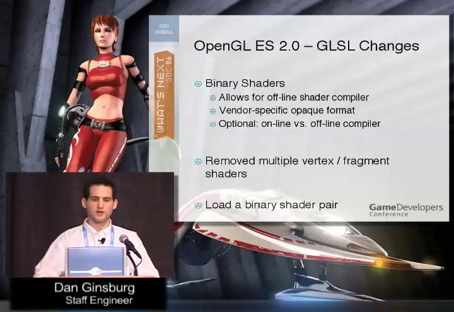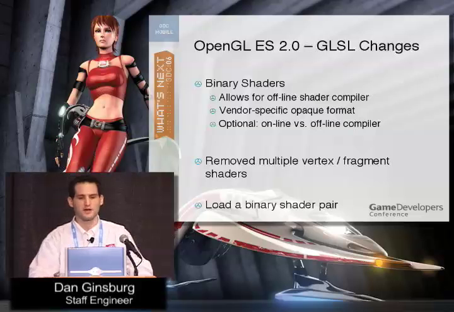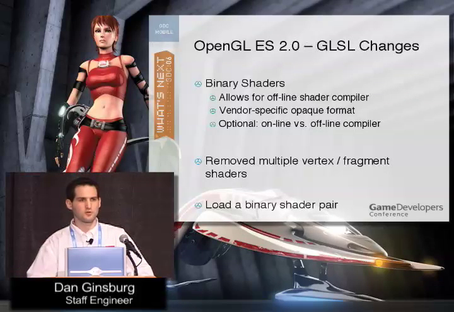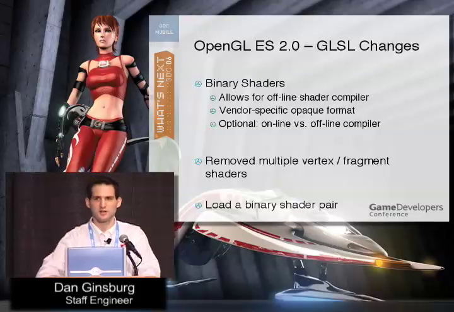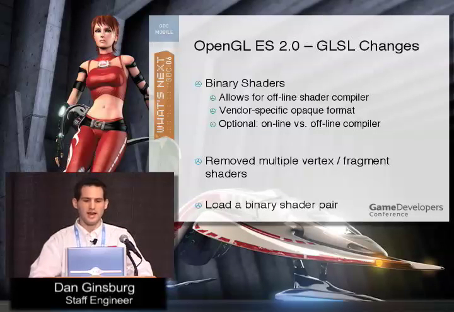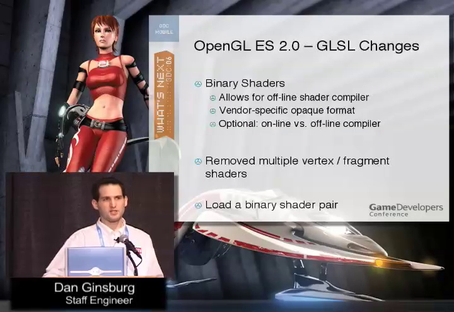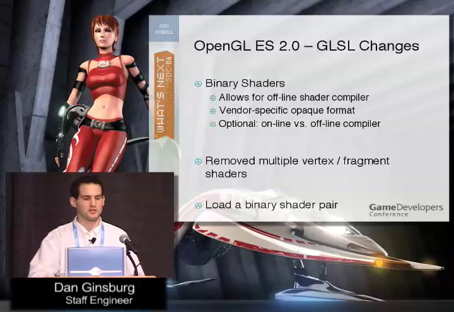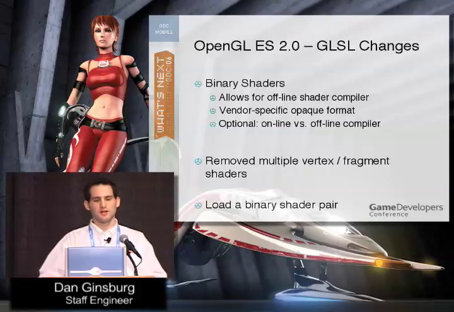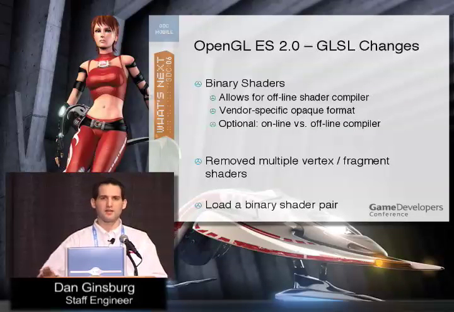So what was introduced for ES 2.0 was the notion of binary shaders, which allows for offline shader compilation. Essentially, any vendor, such as ATI, would provide a tool to the developer which will take these GLSL shaders in as input and output a binary format which will contain the final compiled code. One thing I want to mention about binary shaders is that this is an optional feature. Basically, the way the spec is written, a driver must either provide an online compiler or an offline compiler, or both, but it has to support one of them.